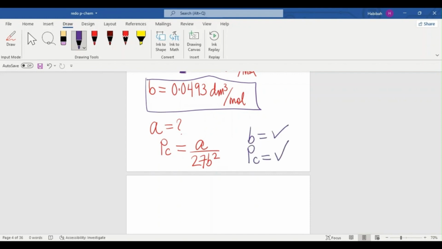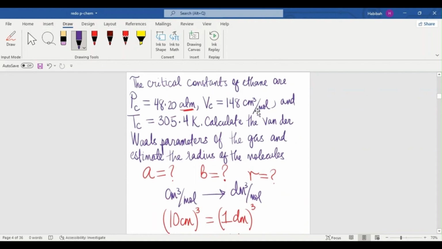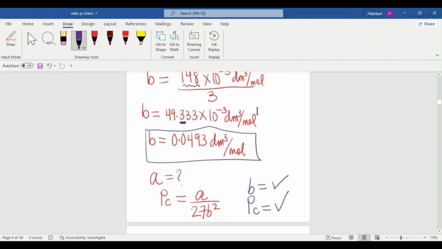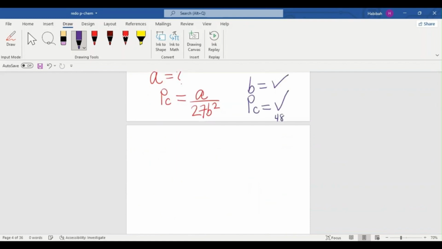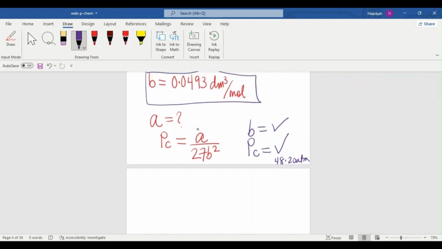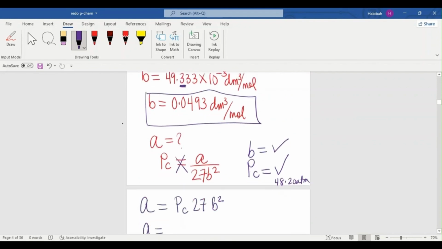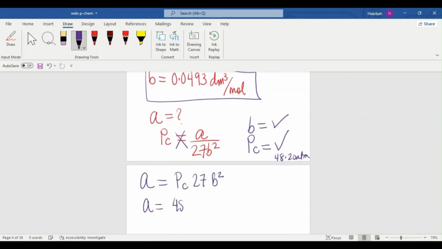So then we can just simply solve for A. The value for PC we were given is 48.20 atmospheres. So of course we just substitute based on what we have. To find what A is, you can just cross multiply. Honestly, let's just do it directly. So we have A equals PC times 27 times B squared. PC is 48.20 atmospheres, so we have 48.20 atmospheres times 27 times B squared.